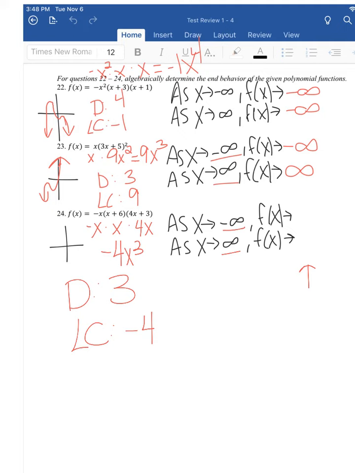So as x approaches negative infinity, f of x is going to approach positive infinity. Then as x approaches positive infinity, f of x is going to approach negative infinity. Take a second now, type it into your calculator, make sure you agree. So this here is the graph of my function, so it does match. As it goes to negative infinity, f of x goes up to positive infinity, and then as it goes to positive infinity, f of x goes down to negative infinity, okay?